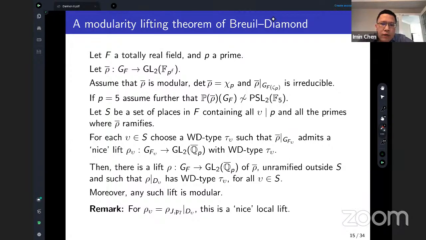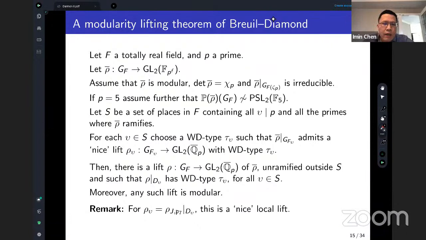we'll choose a Weil-Deligne type. That is, we'll look at the residual representation and restrict it to a local decomposition group at this place of S. And we'll make the assumption that it has a nice p-adic lift with a prescribed Weil-Deligne type.